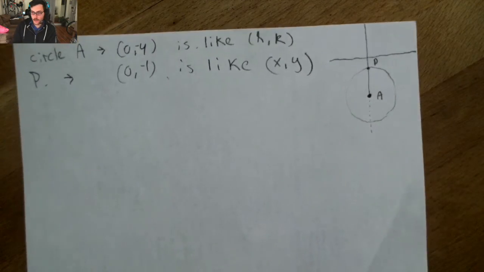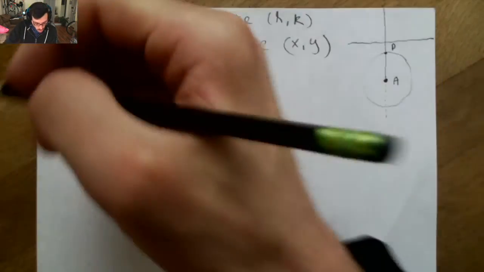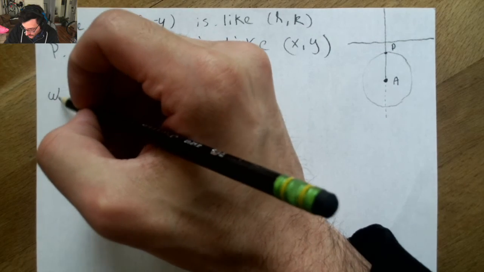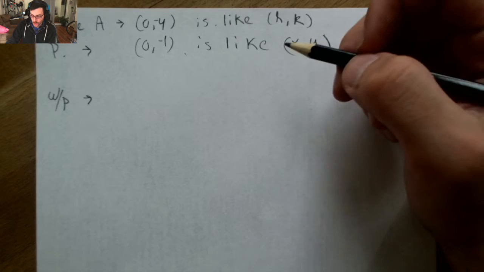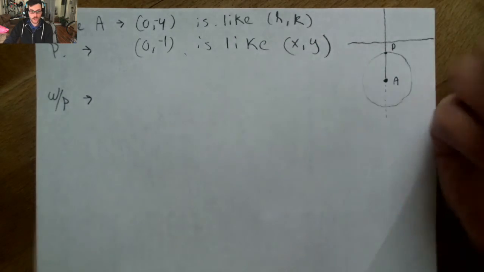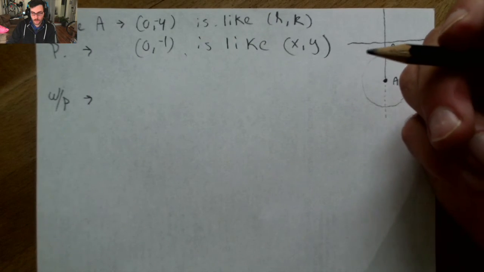So the next thing that we're going to do is go down here and, with point P, as in we're testing point P, write our equation. So what's the equation for our circle?